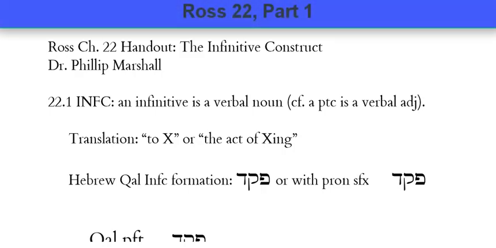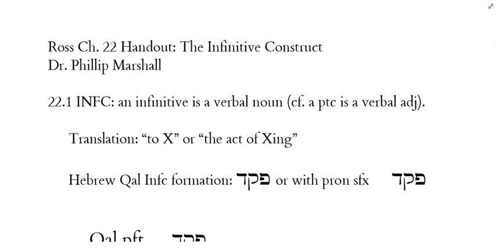Let's look at Ross chapter 22. Ross chapter 22 is all about infinitives. In the last chapter, we talked about participles, and you remember my mantra: a participle is a verbal adjective. Participles are verbal adjectives. They can do anything an adjective can do, only better, because they're also verbs.